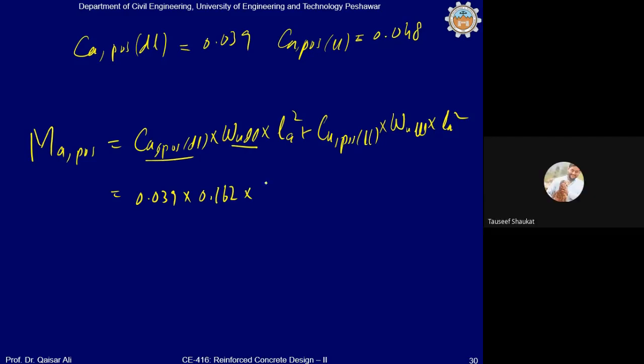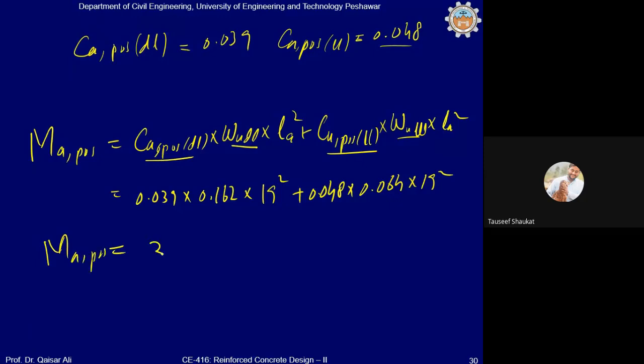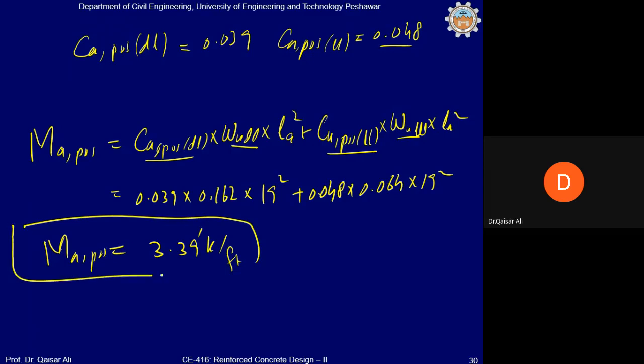So how much? 19 square. 19 square plus CA positive live load is 0.048 multiplied by how much was the ultimate live load? 0.064. 0.064 multiplied by LA square, so 19 square. So what will be the value? 3.39. 3.39 foot kip per foot. Okay, so this is the positive moment along the shorter direction.